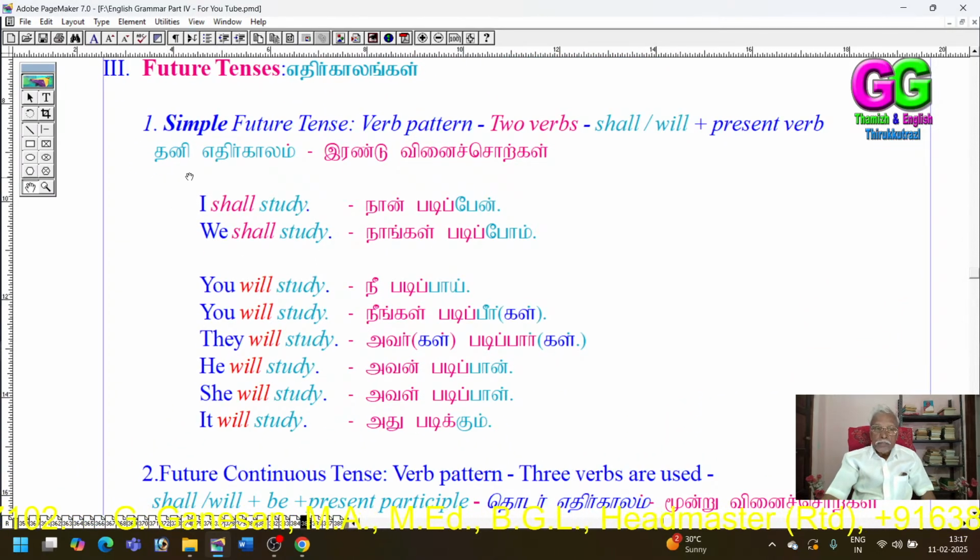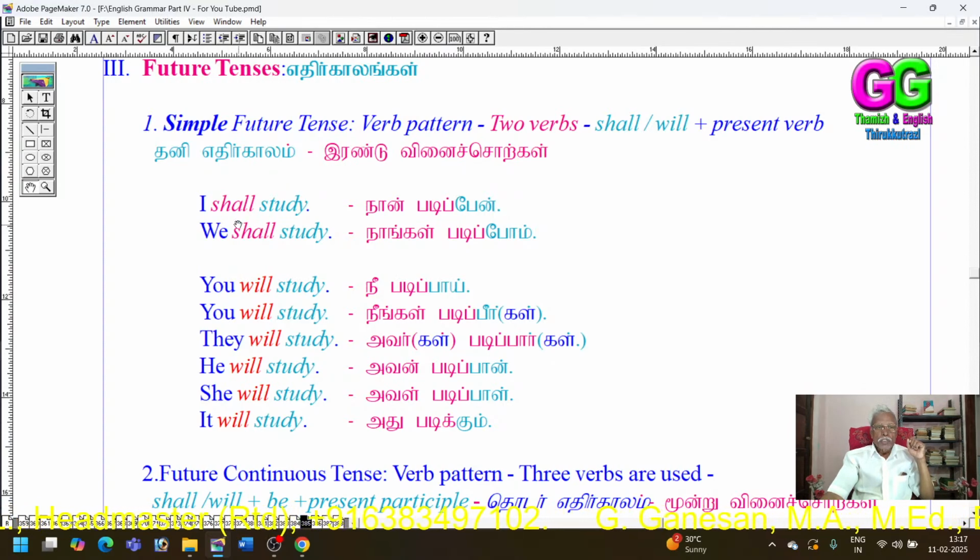First, simple future tense. Verb pattern. In simple future tense, two verbs are used. The first auxiliary is shall or will. The second verb is the finite form of the main verb. Shall or will plus present finite verb.